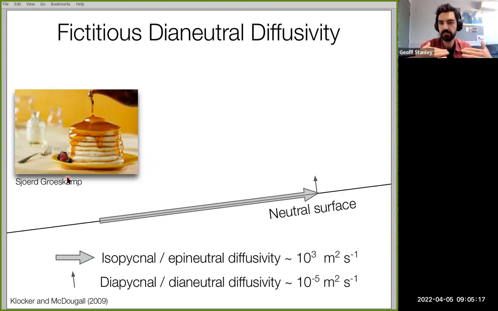So the reason we really care about this stuff is because the ocean, you can think of it as kind of like a stack of Dutch pancakes, where you then pour some maple syrup over the top, and it'll very quickly run off the sides of those pancakes, and it'll very slowly diffuse down through the pancakes. So that's analogous to in the ocean.